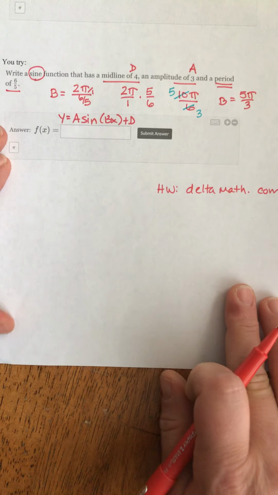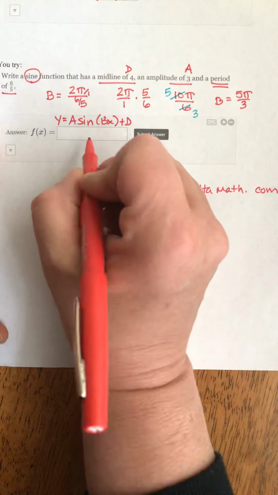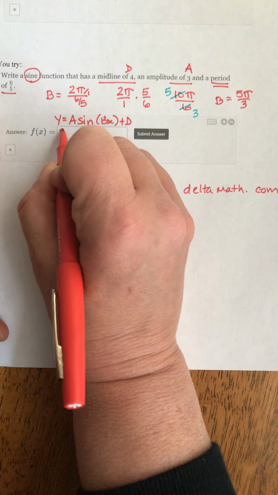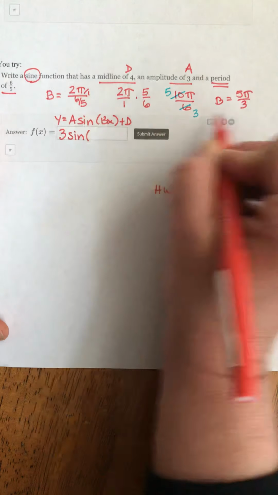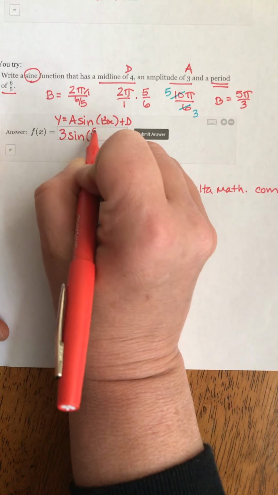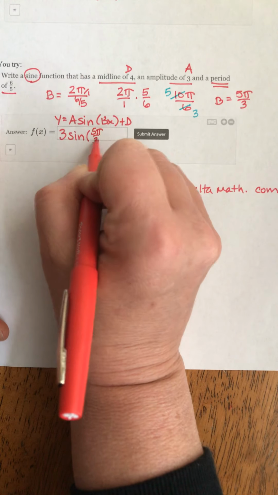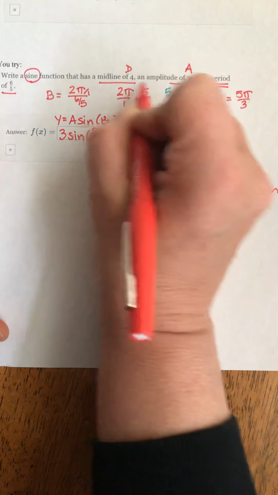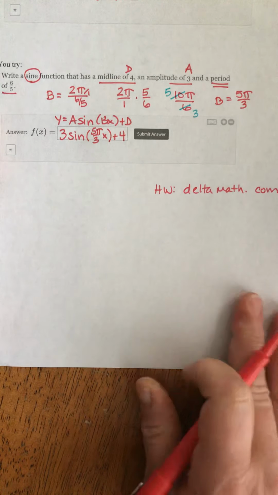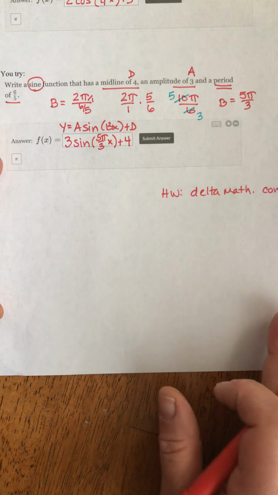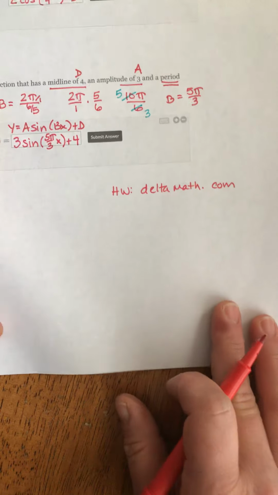Whoops. All right, so you have a little calculation there. Let's fill it in. A was 3, sine. B is 5 pi over 3, x. And the d value here is 4. And that's that. So you're going to have 6 or 8 of these to do on deltamath.com.